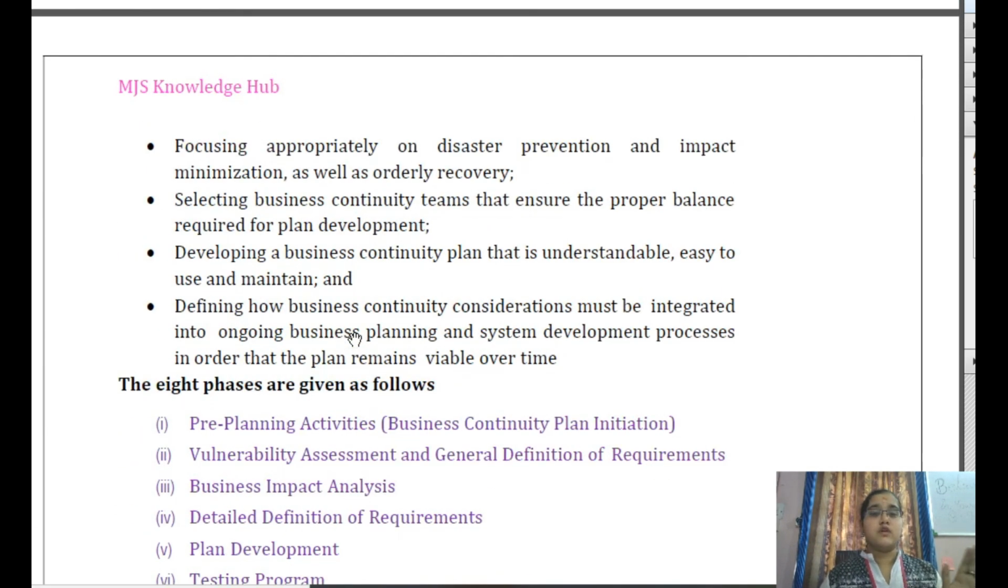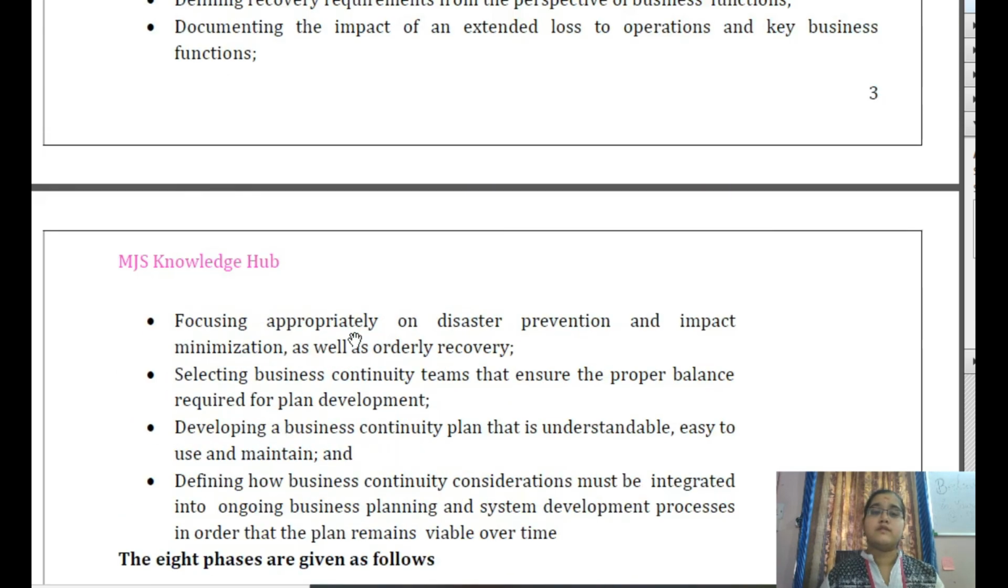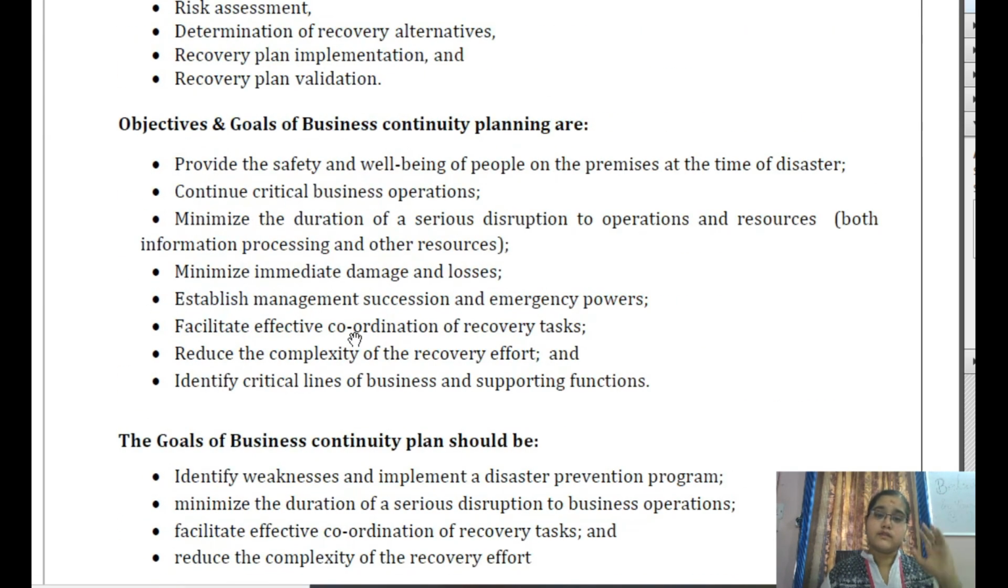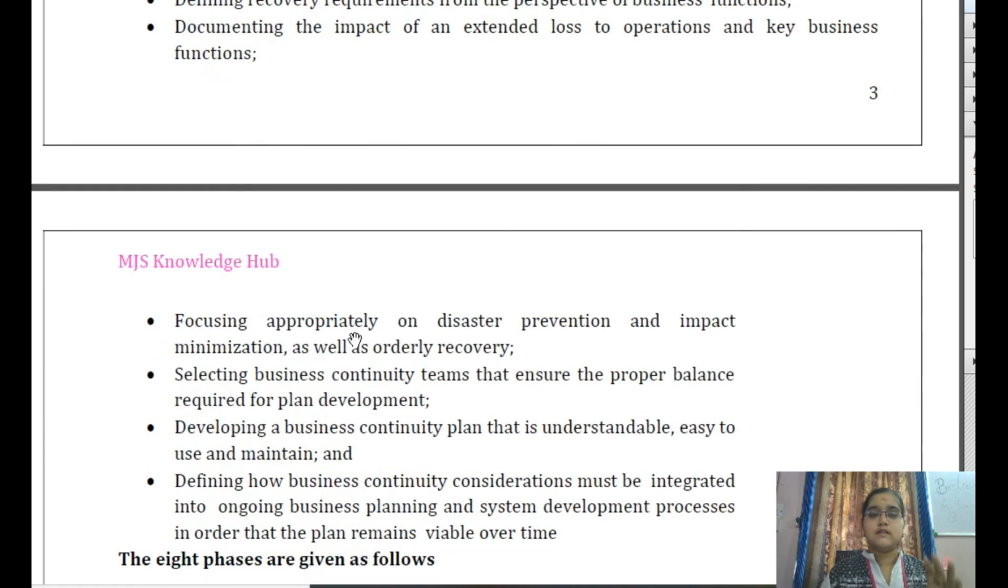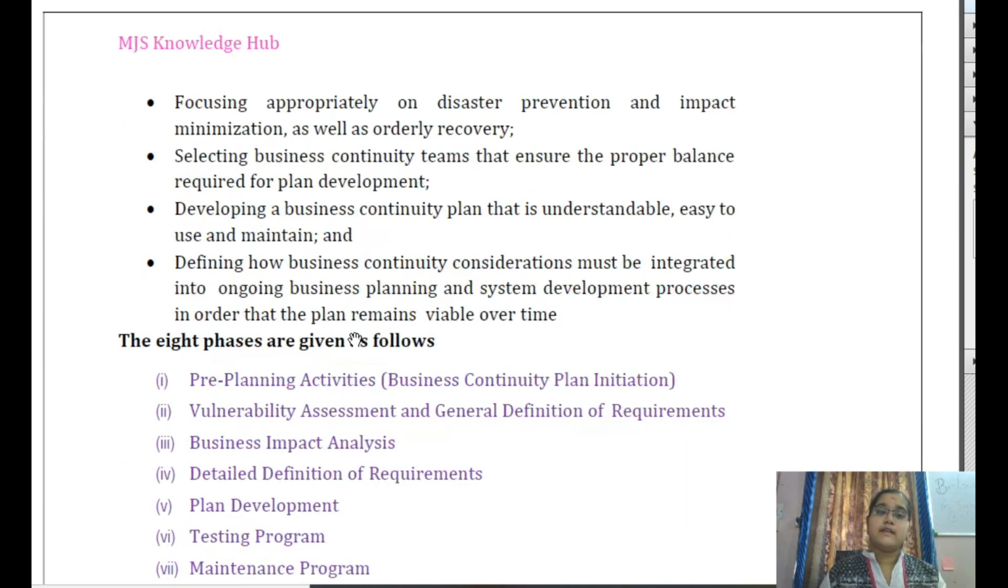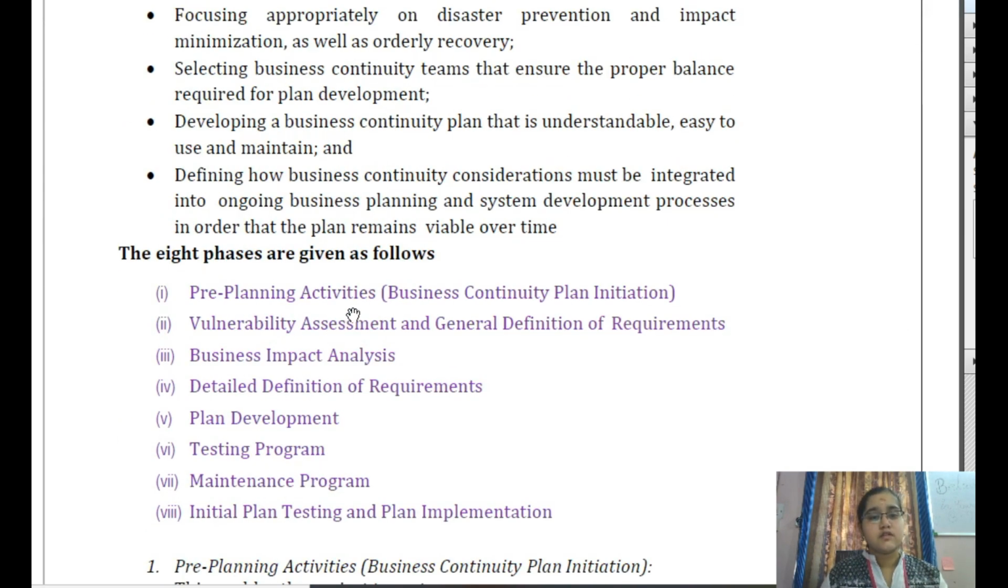So don't get confused between the objective and the points that are focused on. The objective is the top priority for why this plan is being done, and then the development of the plan focuses on what is to be achieved. These are the two important things to remember. In the next video, we are going to see the 8 phases of this business planning. The business continuity plan is developed in 8 phases, and we are going to see those 8 phases in the upcoming video.